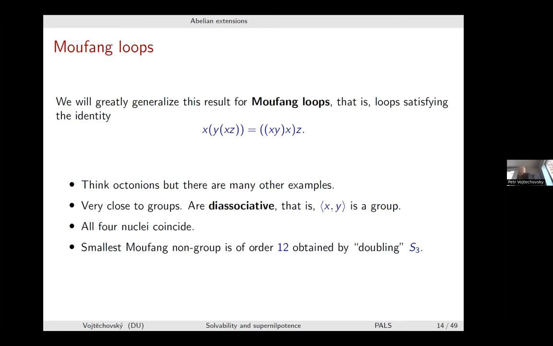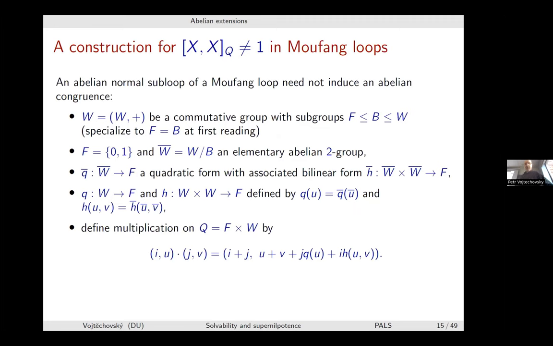And the smallest non-group example is of order 12, and there is some standard doubling procedure, essentially like the Cayley-Dickson doubling procedure, that if you start with the symmetric group of order 6 on three letters, you get a non-group example. Well, no, but the bad news, which of course is good news because we have something to do, is that abelian normal subgroups of a Moufang group need not induce an abelian congruence. So the strategy that worked for groups does not work for Moufang groups, and in general we'll have to be more careful about this.